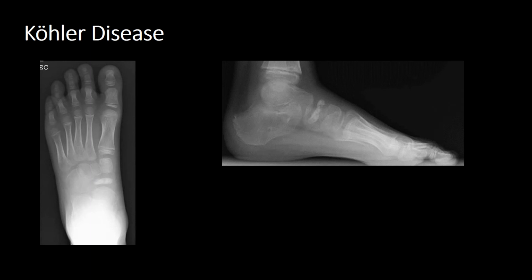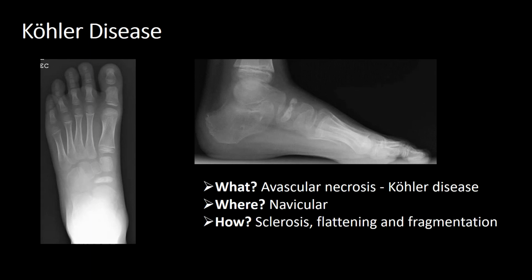and sometimes it could even appear fragmented as well. So flattening, fragmentation and sclerosis are the three buzzwords that you use when you describe an avascular necrosis. So whether that's an avascular necrosis of the hip in a child, such as Perthes disease, or whether it's avascular necrosis of the lunate with Kienbock's disease in the hand, you always use these words of flattening, fragmentation and sclerosis. So what is it? It's avascular necrosis, Kohler disease, where the navicular shows sclerosis, flattening and fragmentation.